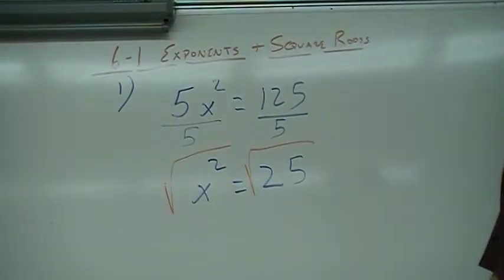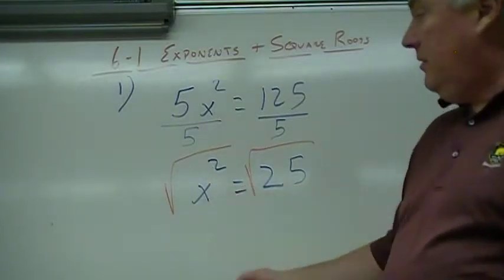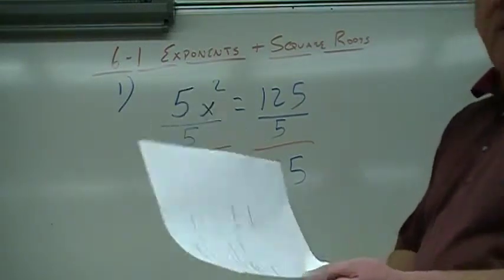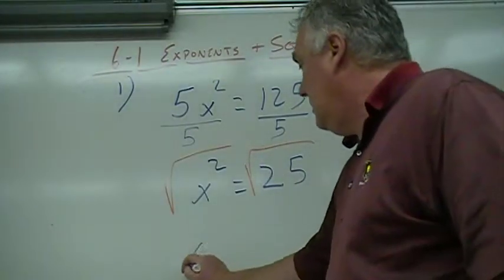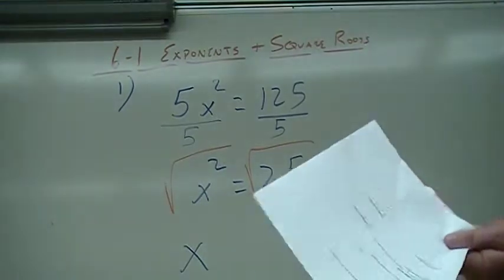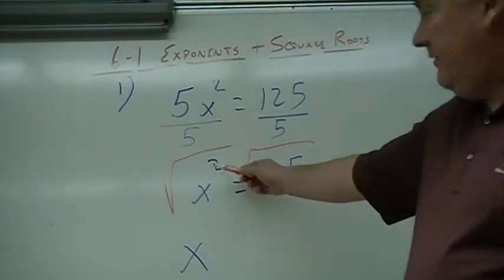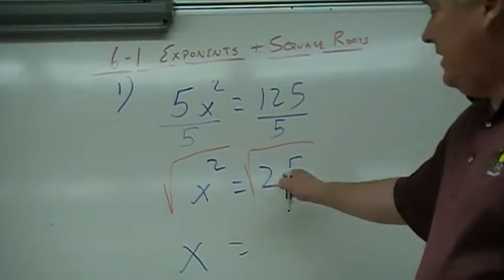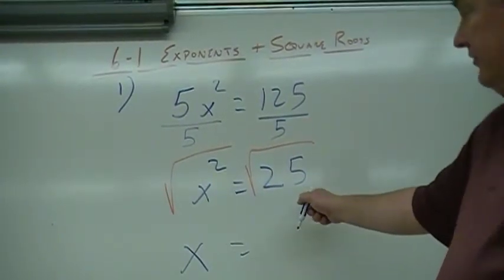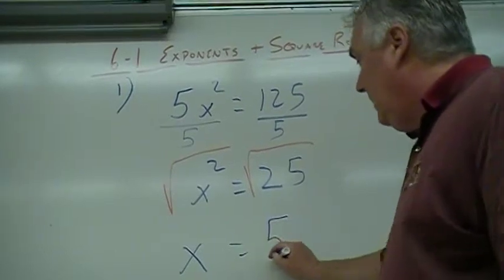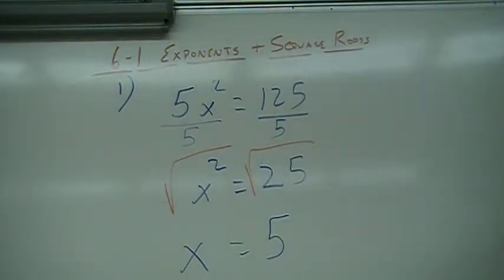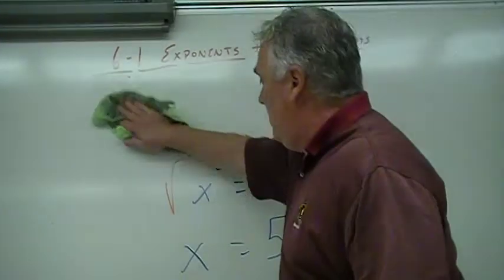Well, we root both sides. That's what we're going to call it. We're going to root both sides. The square root of x squared. What times what gives us x squared? Well, x does. So the root of x squared is x. And then with your calculator, or you probably know it, the square root of 25 is 5. So our answer to that is 5. There's teaching problem 1.